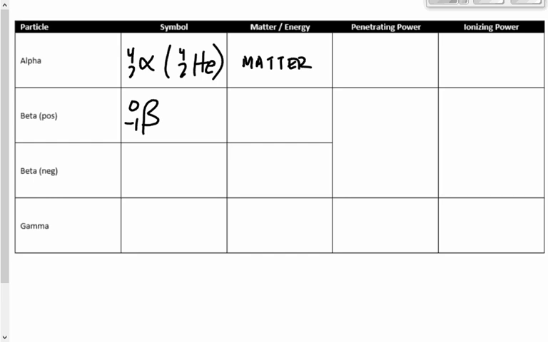Sorry, you know what? Change this. I should have made this beta negative on the top and beta positive down here. I just reversed those, sorry.